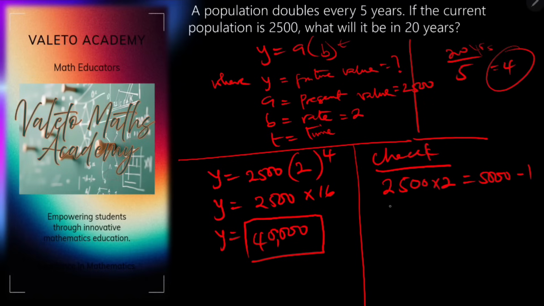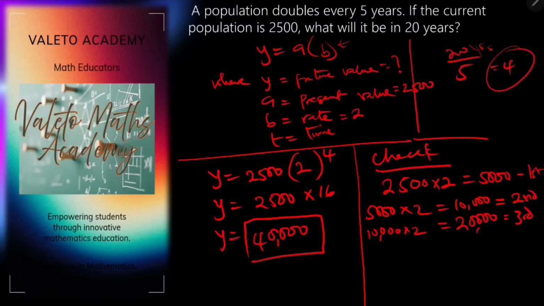For the second 5 years, remember double, it's now going to be 5,000 times 2, which is equal to 10,000. This is for the second 5 years. Then for the third 5 years, it's going to be 10,000 times 2, which is equal to 20,000. This is for the third 5 years.